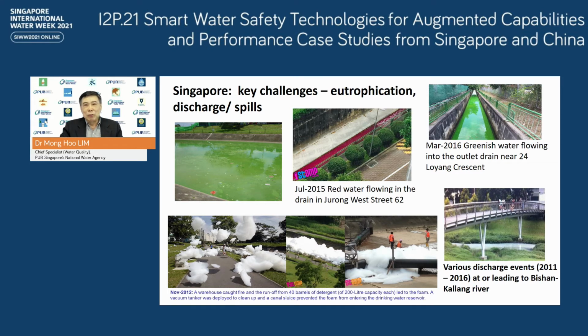While in Singapore, we are not spared too. Our risk of water contamination can come from eutrophication. Eutrophication is a phenomenon of high nutrient loading that will cause algal bloom. The risk of algal bloom is that algal toxin may be released by algae. Other risks are illegal discharges and accidental spills.